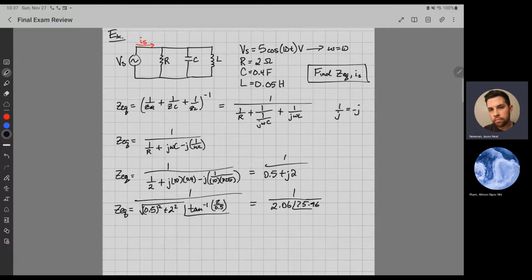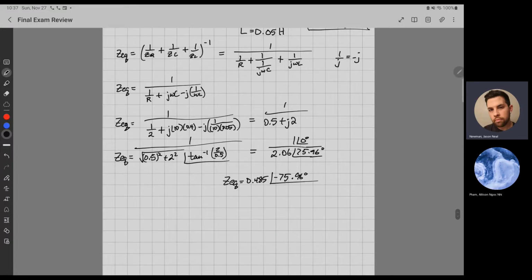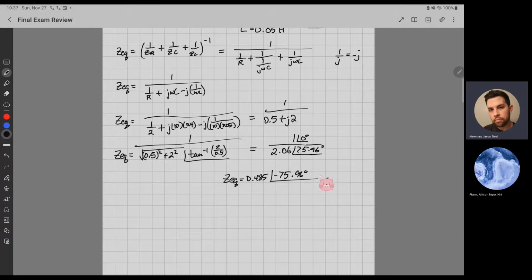Okay. And then we have now a phasor in the numerator and a phasor in the denominator. And you know that whenever you divide, you just subtract the top angle from the bottom angle, and you divide the 1 by the 2.06. So when we do that math, we're going to get Z equivalent is equal to 0.485. And then we're going to get negative 75.96 degrees. Okay. And that's going to be our impedance in ohms.